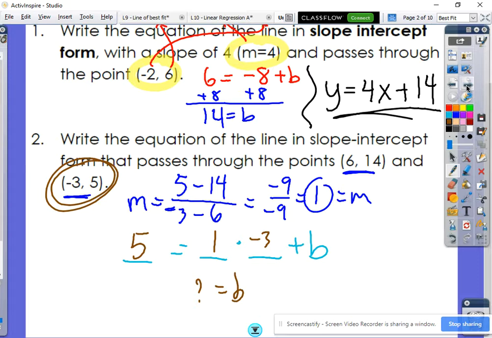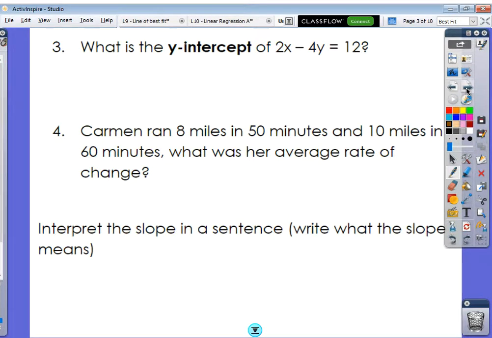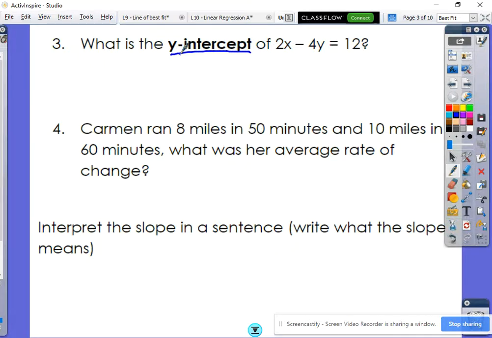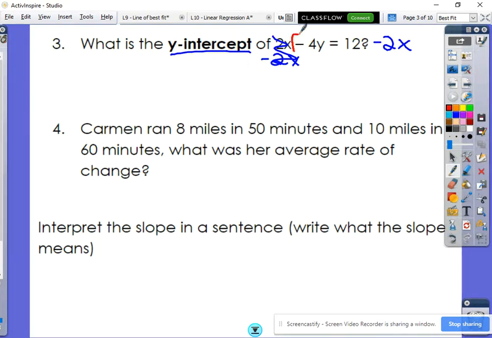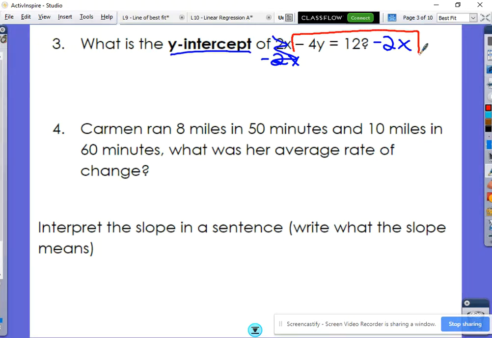Let's keep moving. So number 3 says, what's the y-intercept? Well, if I want to find the y-intercept, I've got to get this in y equals mx plus b form. So let's subtract over the 2x from both sides. Cancels out. I now have this equation, -4y equals 12 minus 2x. Well, I need to get rid of that -4. So I'm going to divide by -4 on every component.